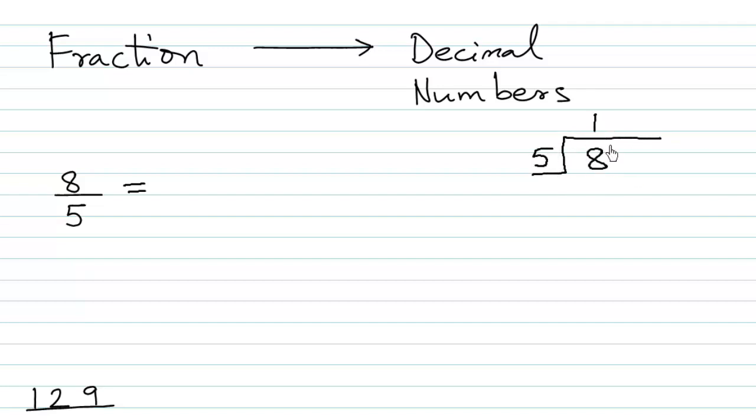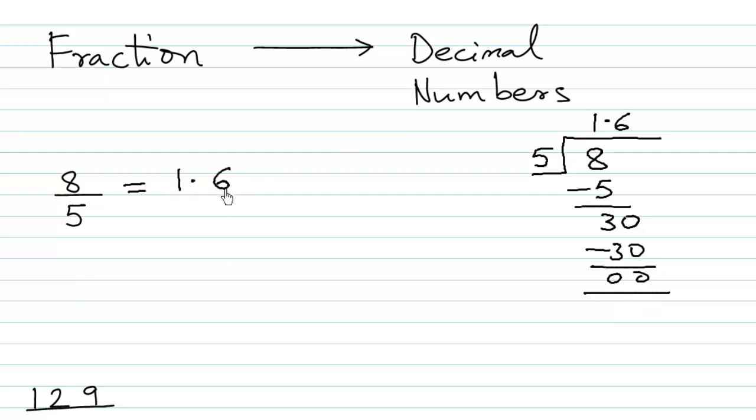We know 5 ones is 5 and we have 3 as the remainder. If we want to continue division, we can put a decimal point over here and put a 0 at one time, and we have 5 6s are 30. So now we have a remainder of 0. This division gets over, and the answer to this is 1.6.